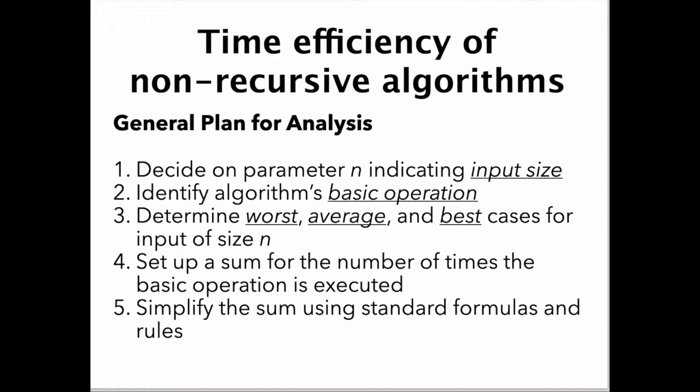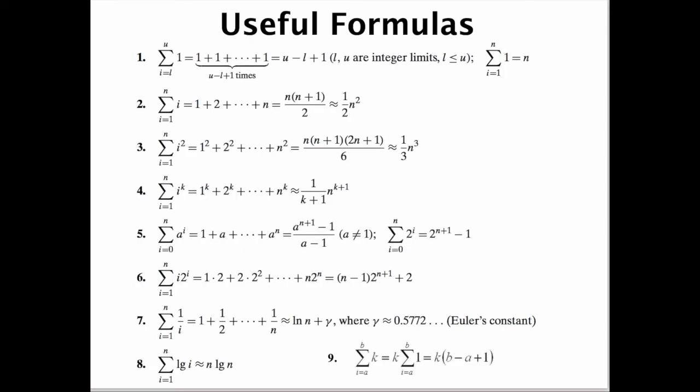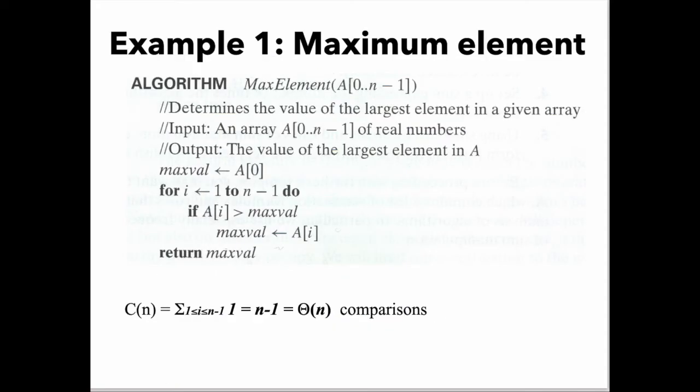And then later on is we have to set up summation. Summation for the total number of times the basic operation is executed. So this is your value for C of n. And then later on, we get the closed form of the summation by using some useful formulas. Okay? So let's have some example.